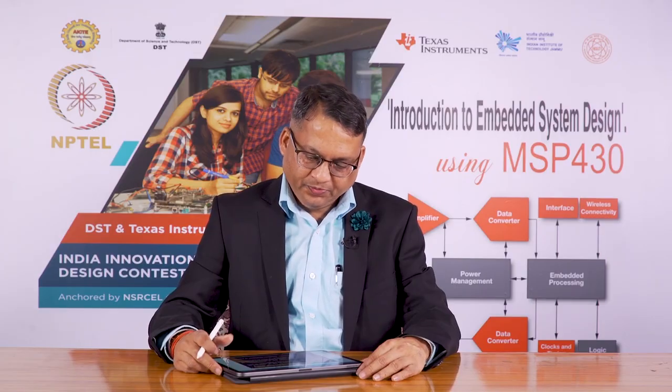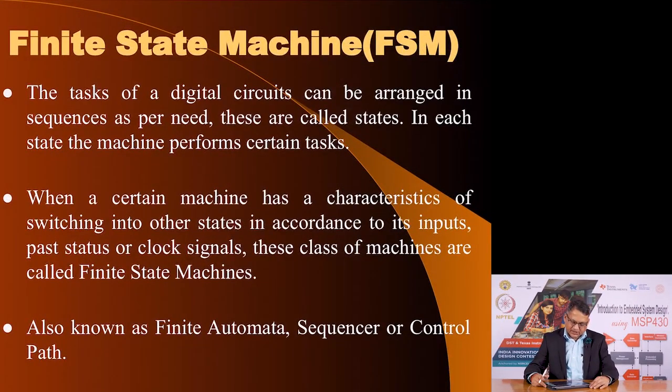The heart of a single purpose computer is the finite state machine. This finite state machine is a computational model with which you can create sequences. It uses a concept called states, outputs and conditions of transition. When a machine has the characteristic of switching into other states in accordance with its inputs, past status and clock signals, this class of machines is called finite state machines. They are known by other terms also, such as finite automata, sequencer, as we will be using that term often in this lecture, or control path.